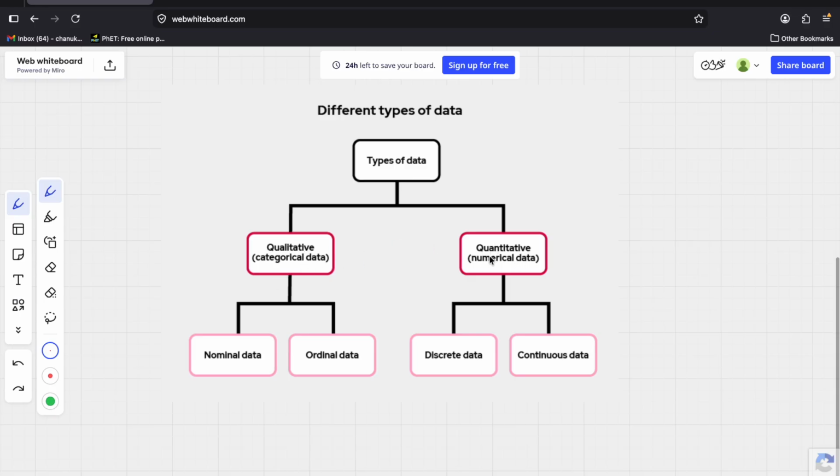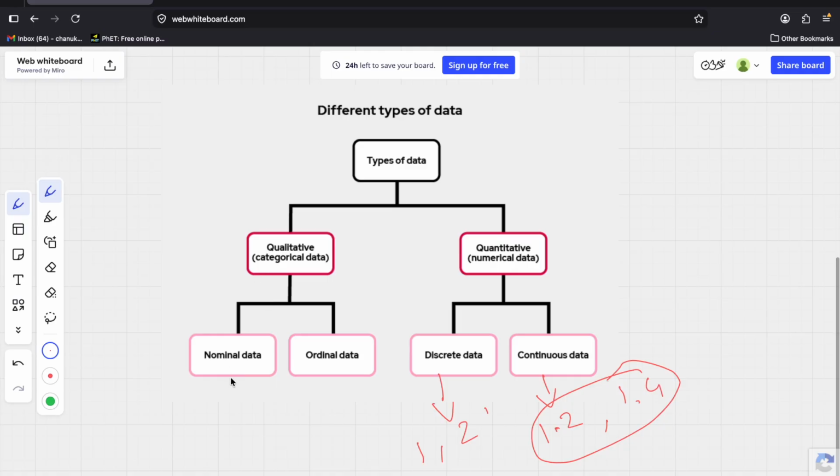Now coming back to quantitative data, again it is divided into discrete data and continuous data, guys. Discrete data is nothing but a fixed value. Let's say 1, 2, they are fixed, guys. If it is continuous, it is nothing but 1.2, 1.4. It is nothing but a floating value, guys. So this is continuous data and discrete data.